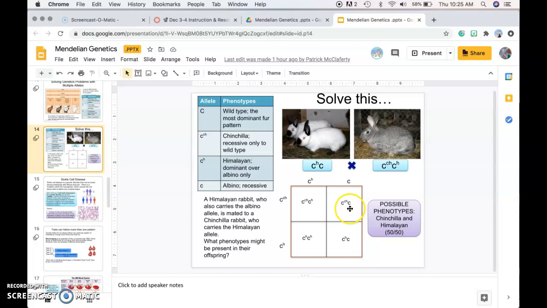CCH, C, albino is completely recessive, that little c, so this one would also be a chinchilla. CHCH is easy because they're the same, so that'd be Himalayan. And again, we have one little recessive albino allele paired with the Himalayan. And if we read this, Himalayan is dominant to the albino. So this would also be a Himalayan colored rabbit.